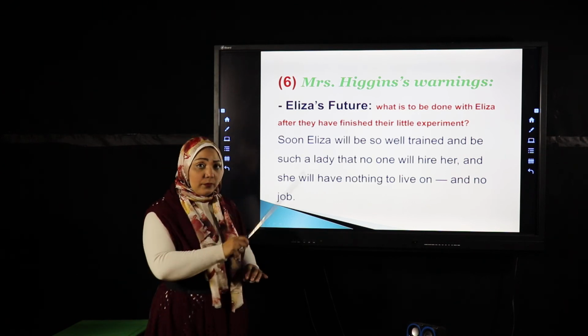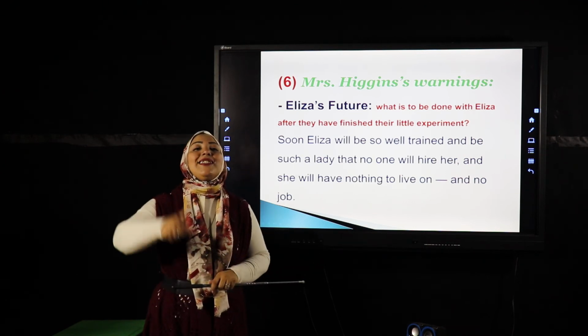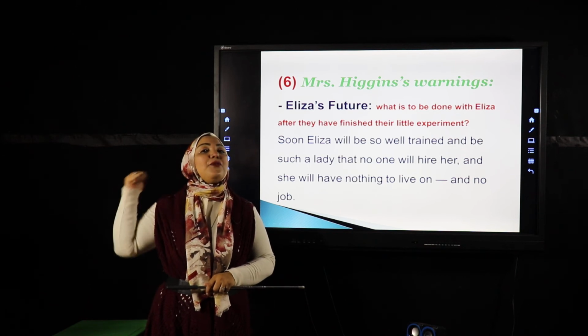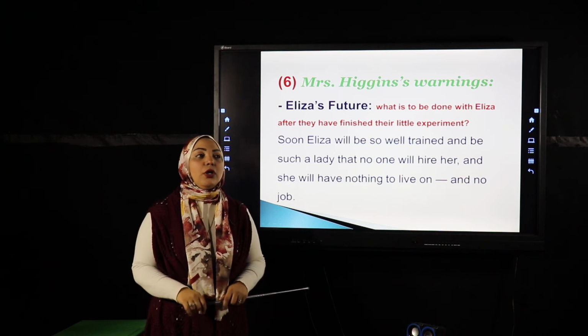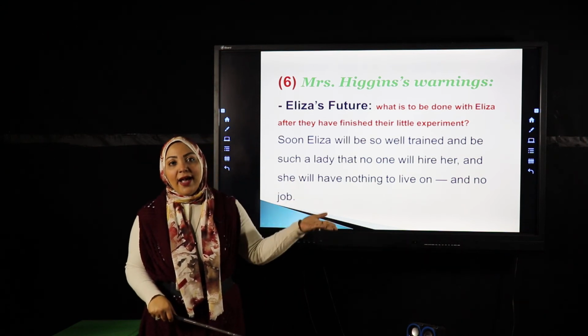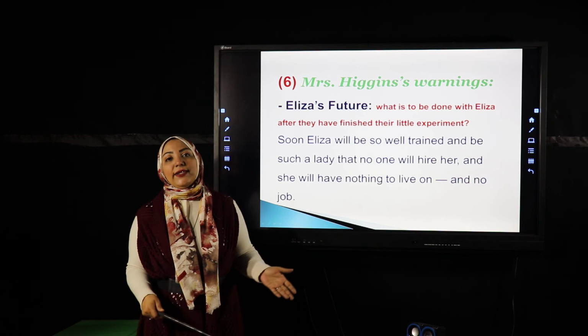But here, Mrs. Higgins is warning him just like Mrs. Pearce had warned them before. But Higgins, in order to calm down his mother, told her, we can make sure that she can have a good job after we finish the experiment.